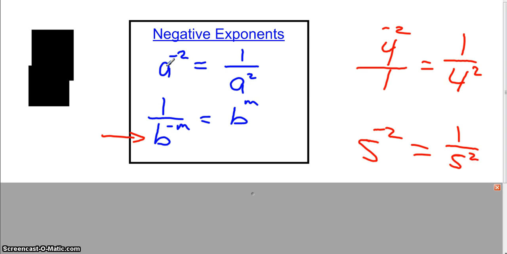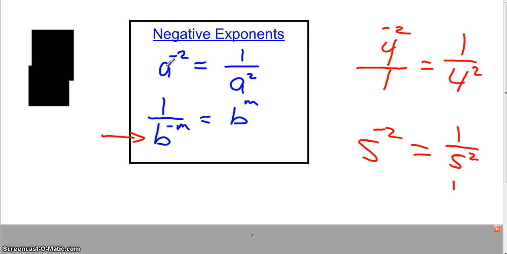So now it doesn't have a negative exponent, so it could be left that way. Or you could tell me what 5 squared is. What is 5 squared? 25. 5 times 5, 25. So really the best answer is 1 over 25. Okay, there's no negative exponent and it's most simplified.